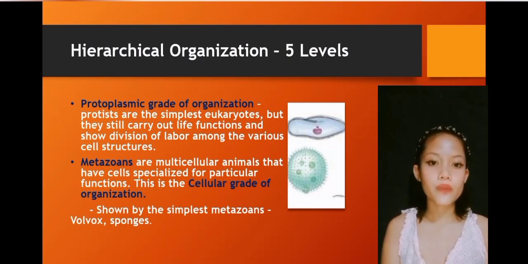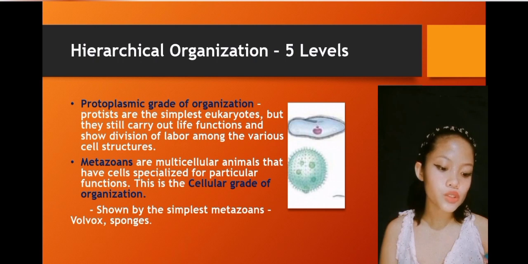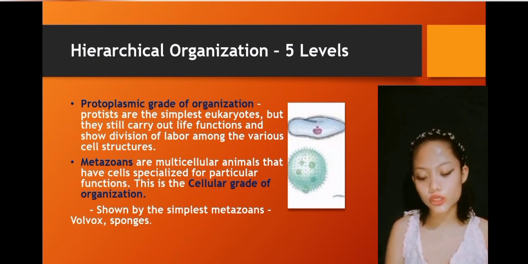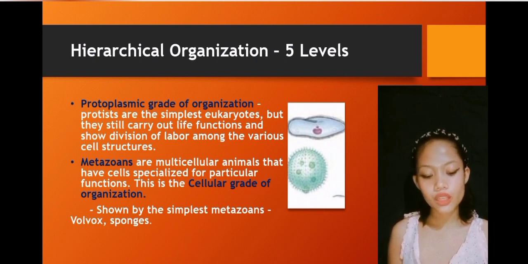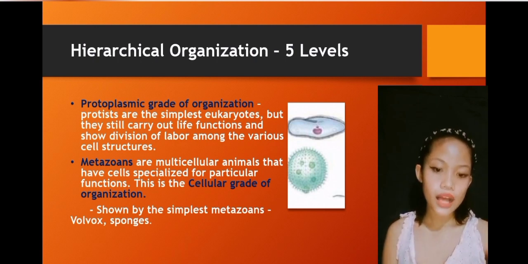Hierarchical organization, 5 levels. Protoplasmic grid of organization. Protists are the simplest eukaryotes, but they still carry out life functions and show division of labor among the various cell structures. In the protoplasmic grid of organization, all life functions are confined within the boundaries of a single cell. Within the cell, the protoplasm is differentiated into organelles, capable of carrying out specialized functions.